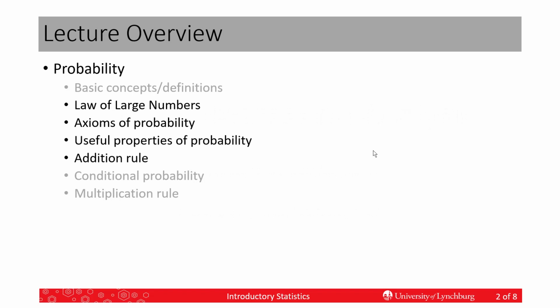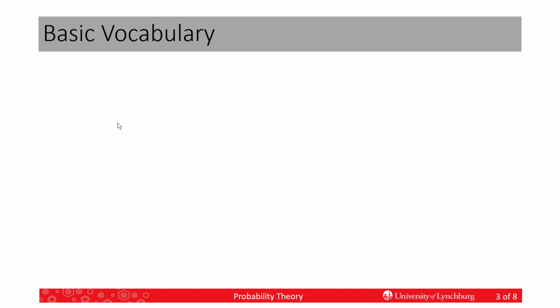In this video, we're going to cover the law of large numbers, axioms of probability, some useful properties of probability, and the addition rule. These last three you'll want to write down on your formula sheet, so you can use them to do the homework and to do the test as well. Be very helpful. So let's start with some vocabulary.